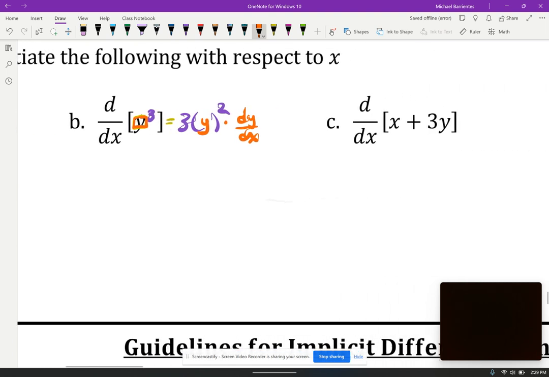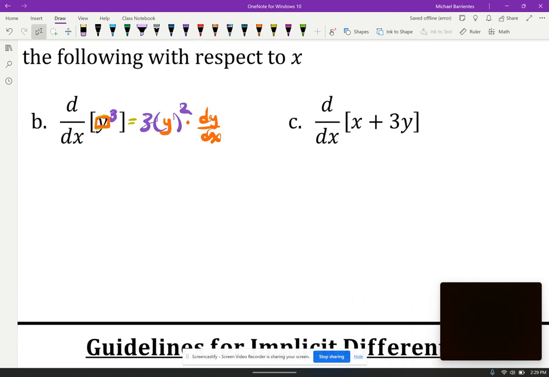So what happens when I get to things like letter C? Well, I have to use the rules of derivatives, right? So the rules of derivatives say if I'm adding two things, I can take the derivative of the first part plus take the derivative of the second part.